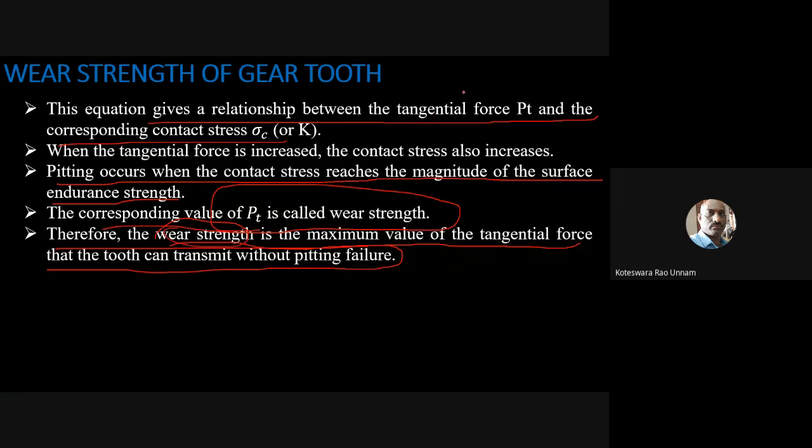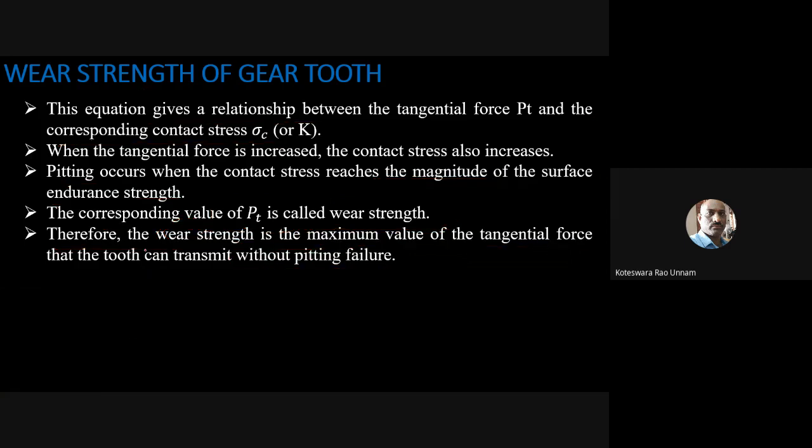Earlier we discussed beam strength. That beam strength is also a tangential force. Even this is also a tangential force, but for the tangential force we apply different factors for beam strength and here we apply different factors. That is the only difference. But overall the tangential force always remains the same. The criterion is only the tangential force, in both wear and beam strength. Right? So the wear strength is the maximum value of tangential force that the tooth can transmit without pitting failure.